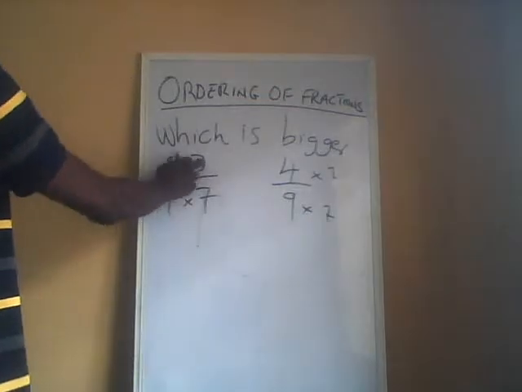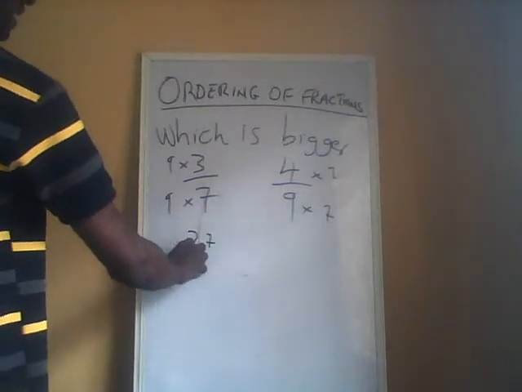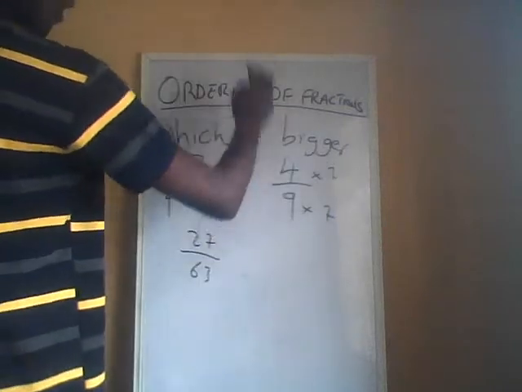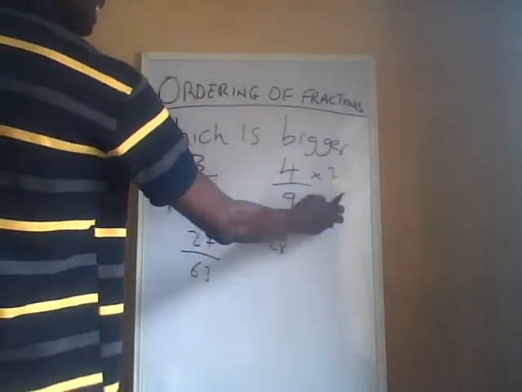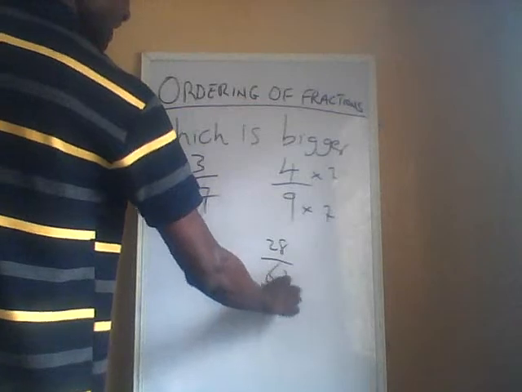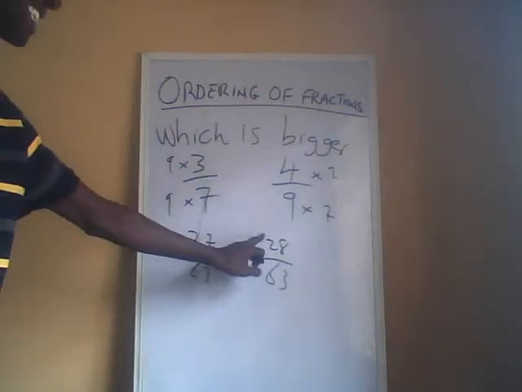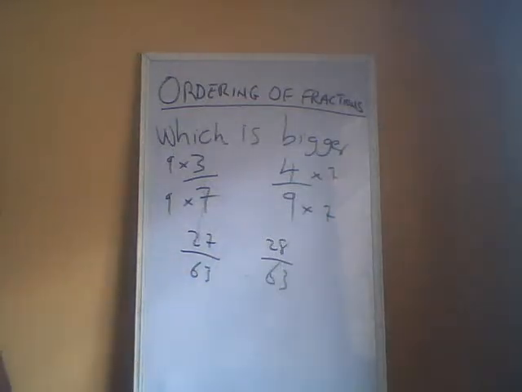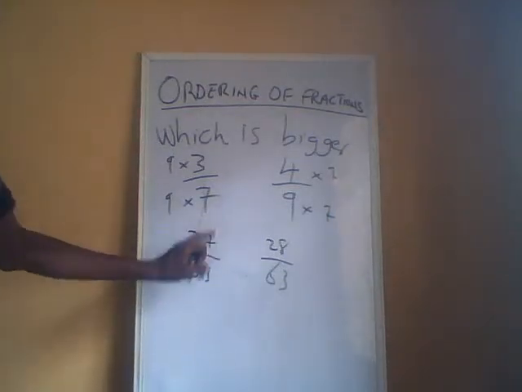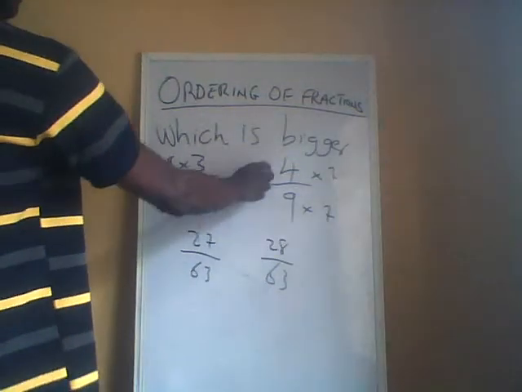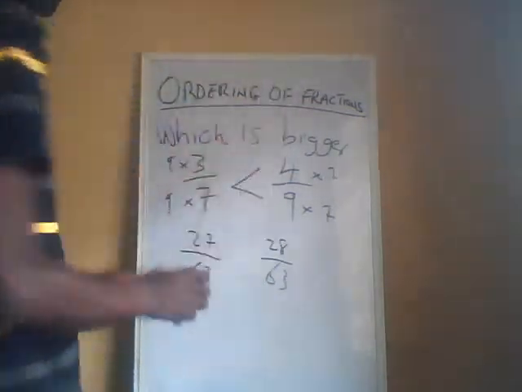So 9 times 3 is 27. 9 times 7 is 63. 7 times 4 is 28. 7 times 9 is 63. 27 out of 63, 28 out of 63. What are we saying? 27 out of 63 is less than 28 out of 63. That means 3 over 7 is less than 4 over 9.